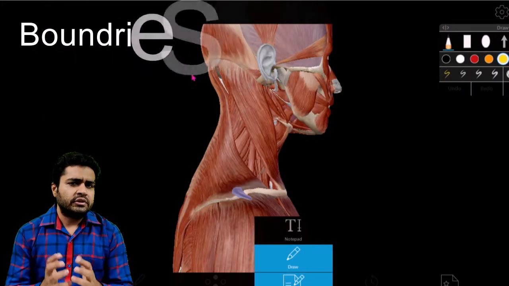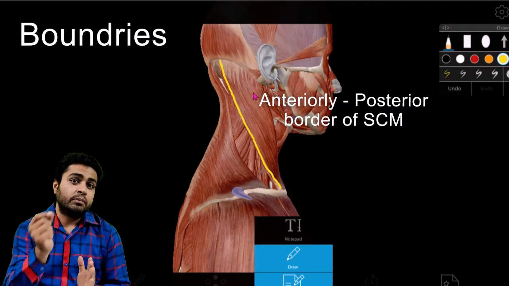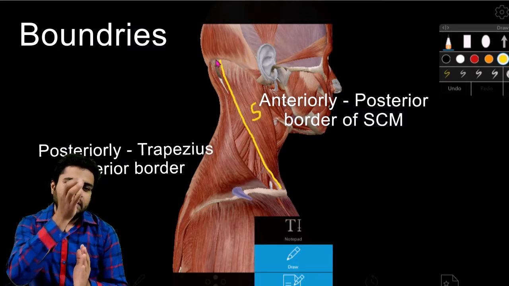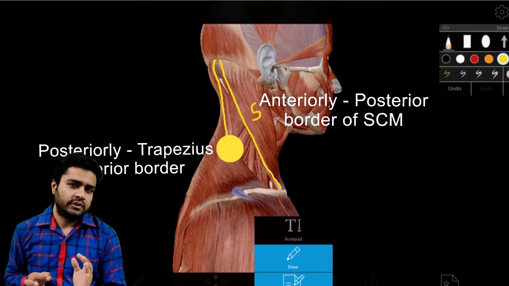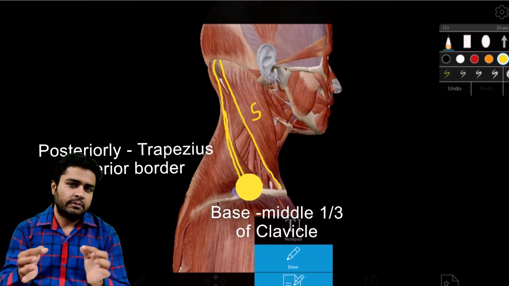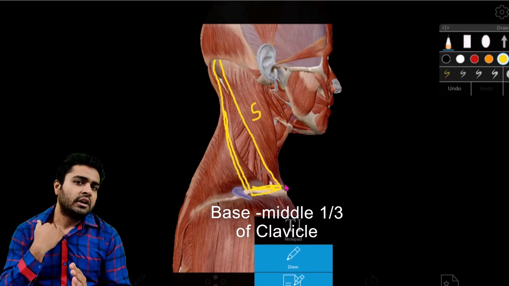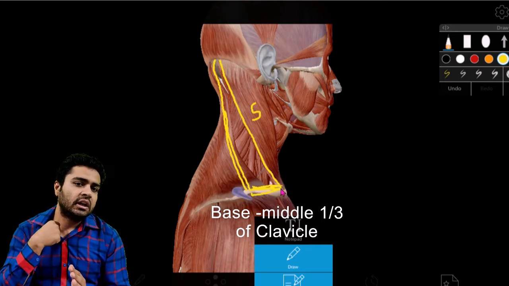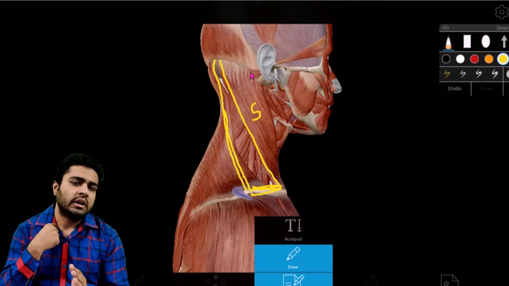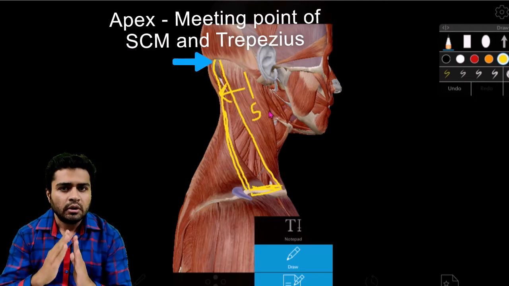Now we will discuss the boundaries of the posterior triangle. Anteriorly it is formed by the posterior border of the sternocleidomastoid muscle and posteriorly it is formed by the anterior border of the trapezius. In the middle, or you can say lowerly, it is formed by the middle 1/3 of the clavicle. Not medial, not lateral, but the middle 1/3 of the clavicle, and the apex is formed by the meeting of the anterior and the posterior boundary.